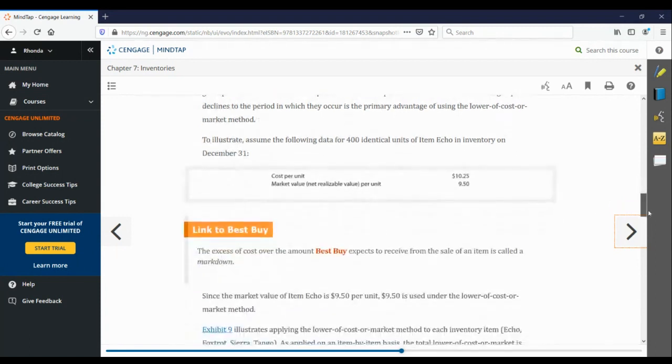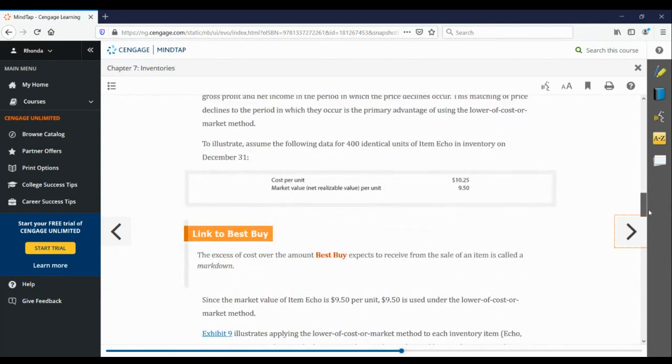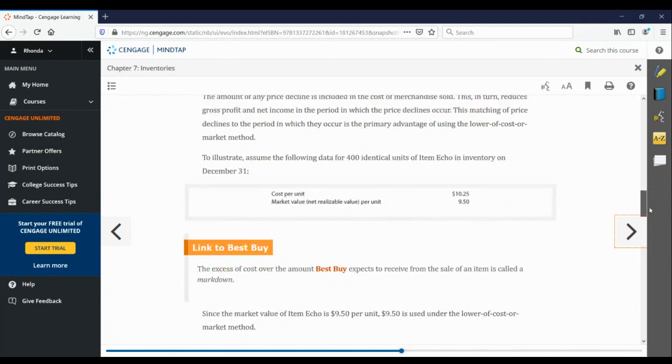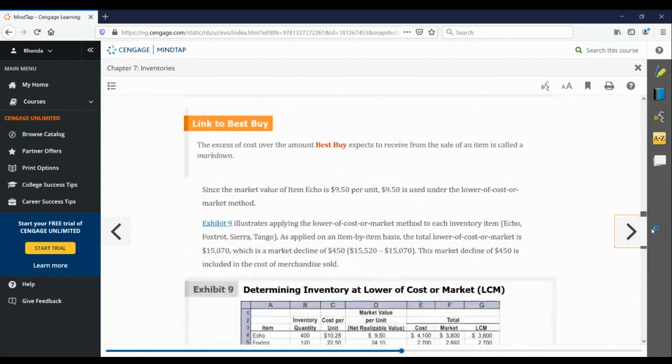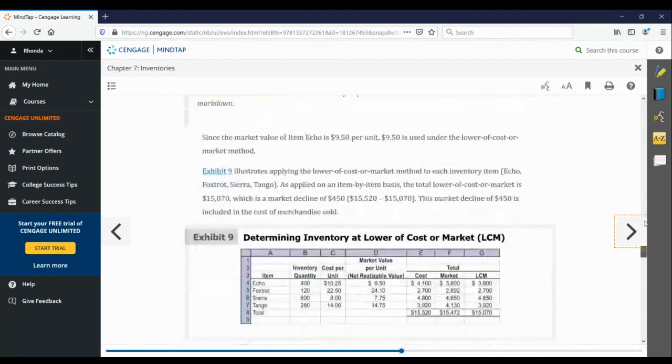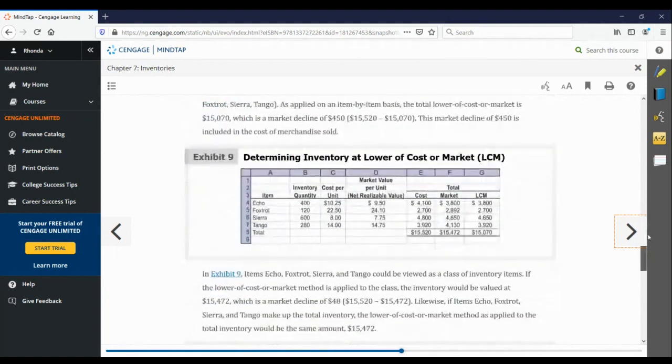And so they've given you another illustration about that item where we're going to be looking at the link to Best Buy. If we look at Exhibit 9, this will give you a clear example of how to determine the lower of cost or market inventory.